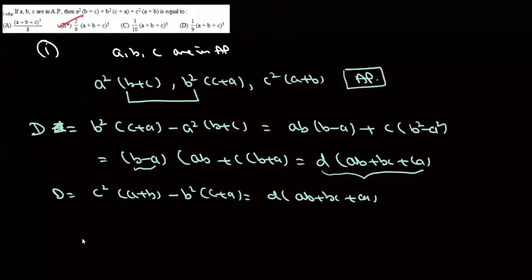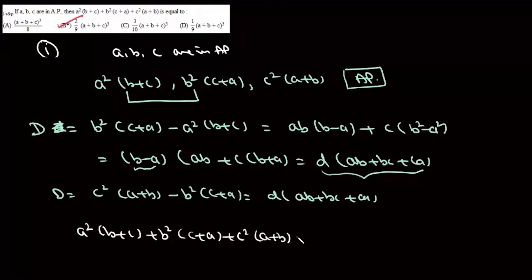So if these three numbers are in AP, then A square (B plus C) plus B square (C plus A) plus C square (A plus B). Now this is twice B equals A plus C. So we can write A plus C as 2B.